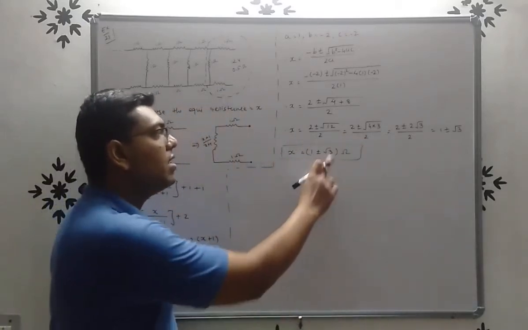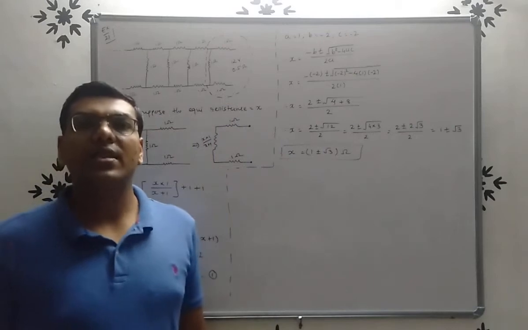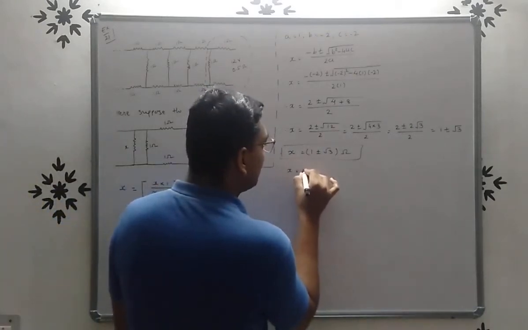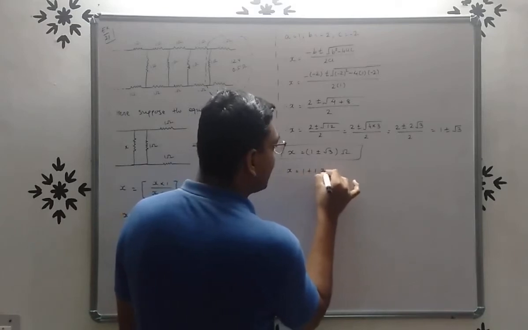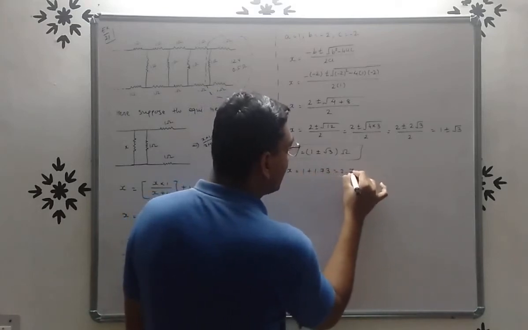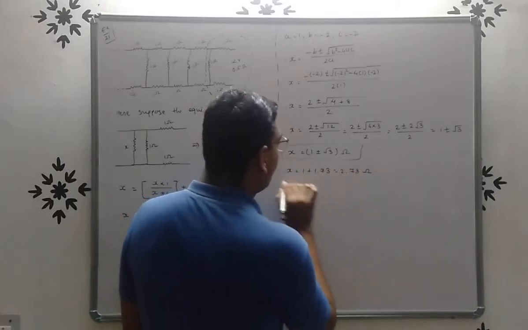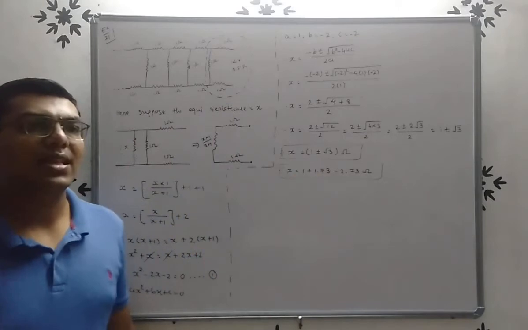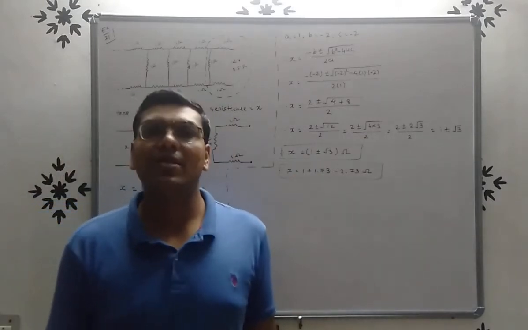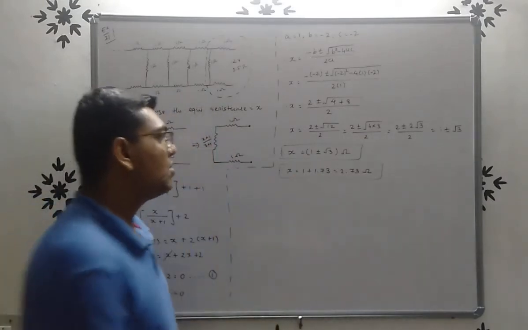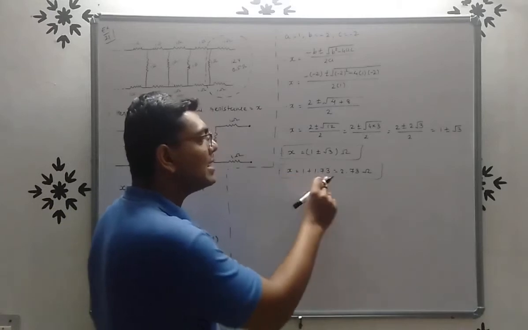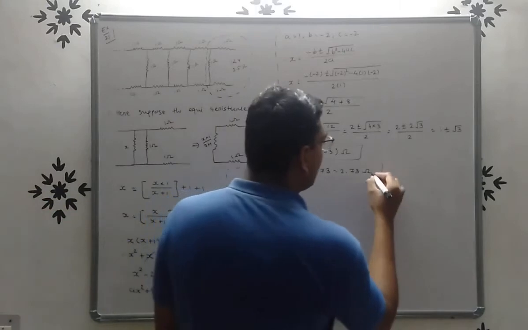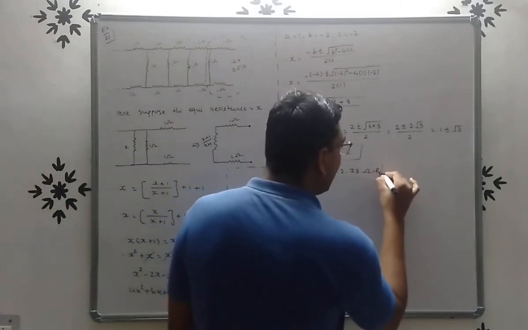Or we can say, we know that the value of root 3 is 1.73. So we get x is equal to 1 plus 1.73, that is 2.73 ohm. Right. Here if we take minus, the answer will be negative, that is not possible. So here the equivalent resistance x is 2.73 ohm. Right. So here this is R equivalent.